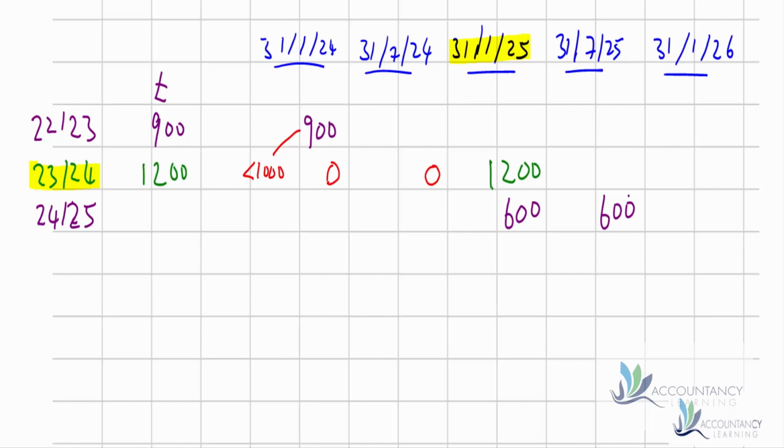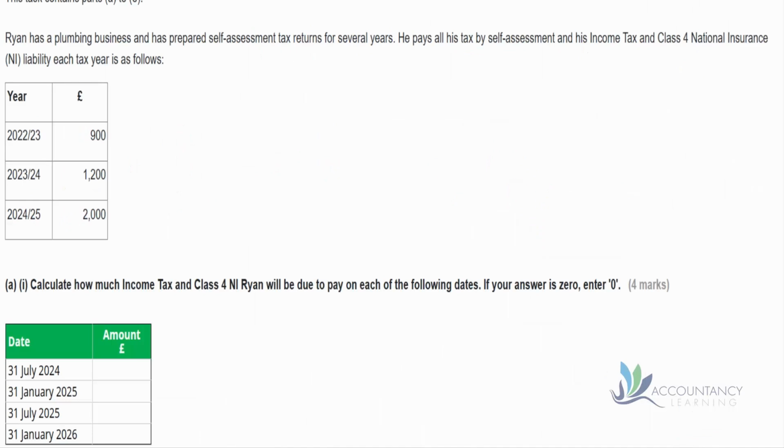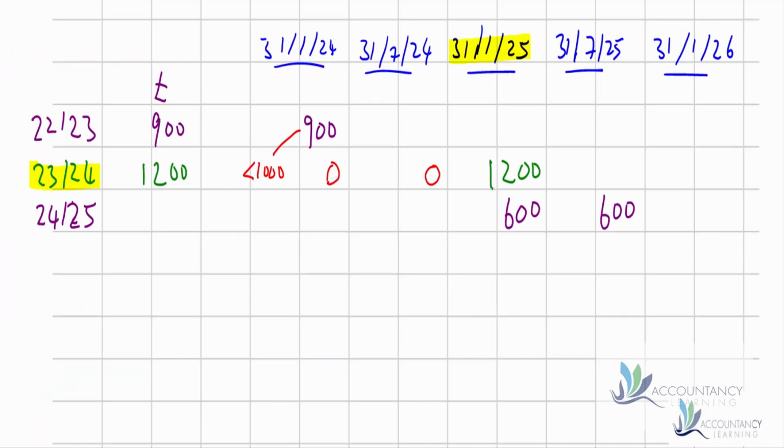Okay, so I've made 2 payments on account for the 24-25 year. And then in the 24-25 year, I managed to work out that we've got £2,000 to pay. So we've worked out our liability. I've got £2,000 to pay, but notice I've already paid 1,200 towards that.